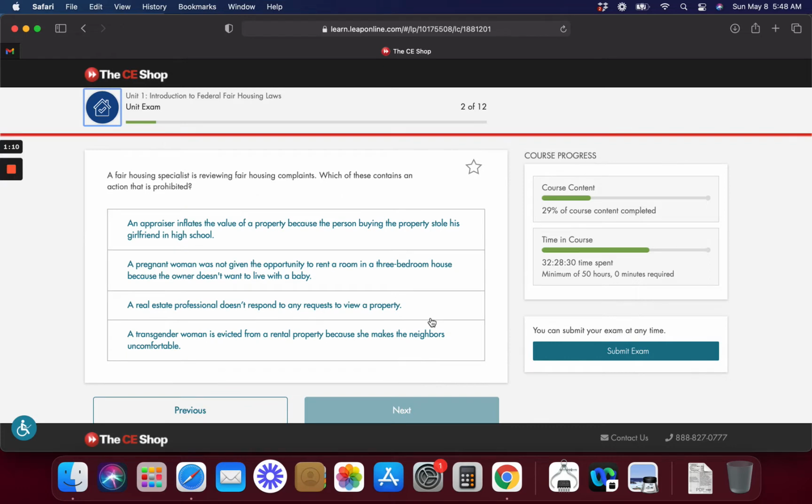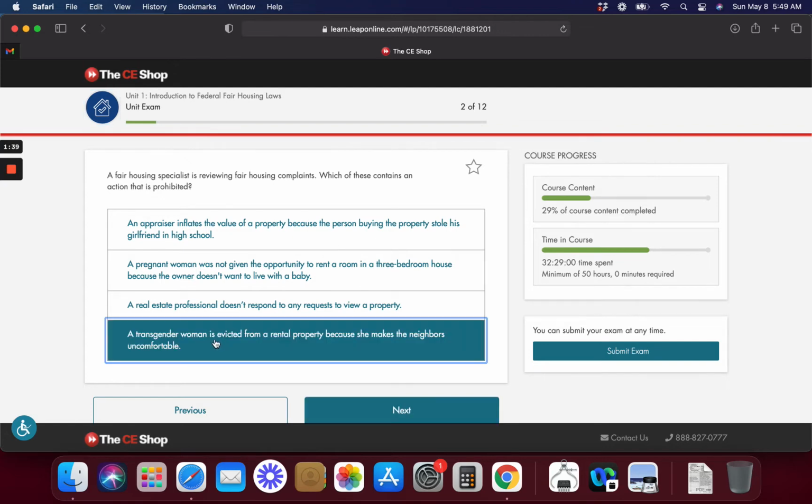A fair housing specialist is reviewing for fair housing complaints. Which of these contain an action that is prohibited? An appraiser inflates the price because the person buying the property stole his girlfriend in high school. Oh my God. Which of these contain a prohibited action? I think this one is.